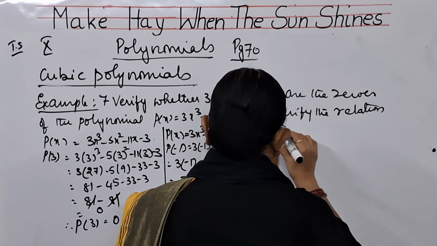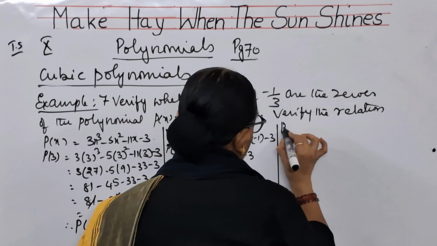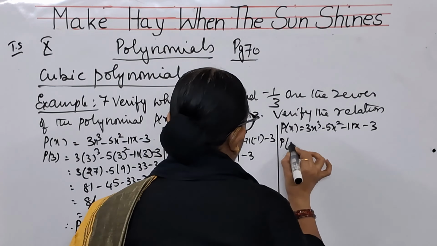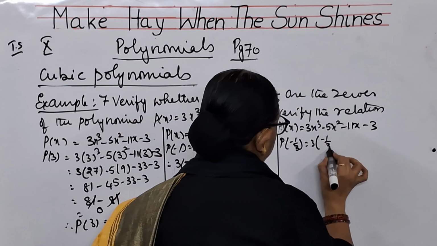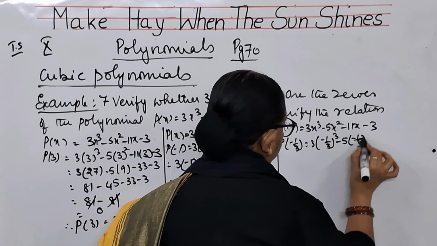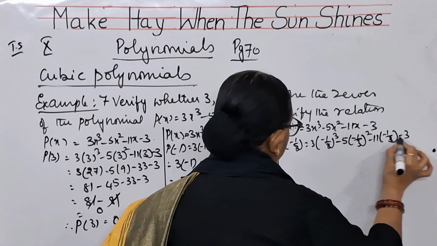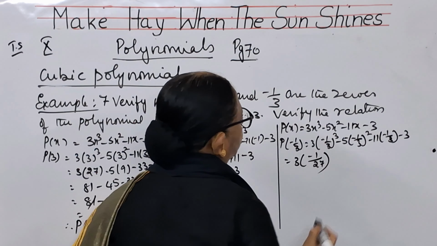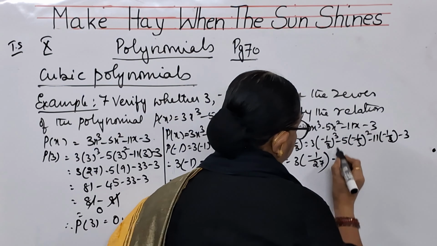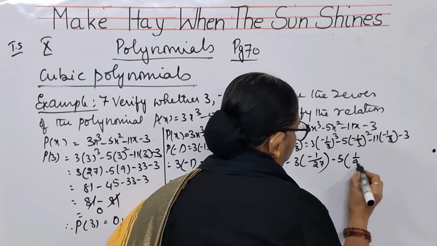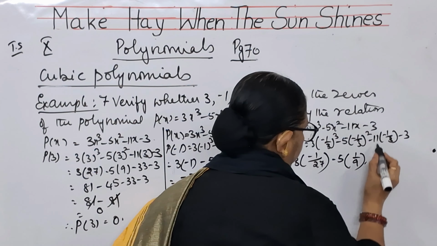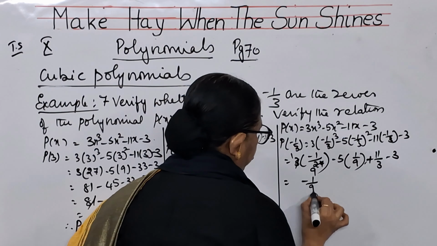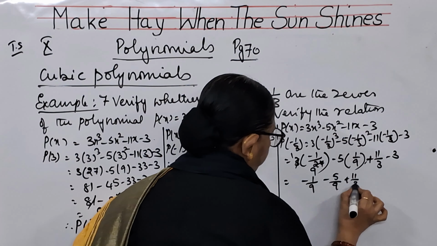Now you go for the next one, that is P of x is equal to 3x cube minus 5x square minus 11x minus 3. P of minus 1 by 3 is equal to 3 into minus 1 by 3 whole cube plus 5 into minus 1 by 3 whole square minus 11 into minus 1 by 3 minus 3. That is 3 into minus 1 by 27. Minus will be minus only because power is 3. Minus 5 into, minus becomes plus, minus 5 into 1 by 9. Minus into minus plus 11 by 3 minus 3. Again, 3 ones are 3, 3 nines are 9. Minus 1 by 9 minus 5 by 9 plus 11 by 3 minus 3.